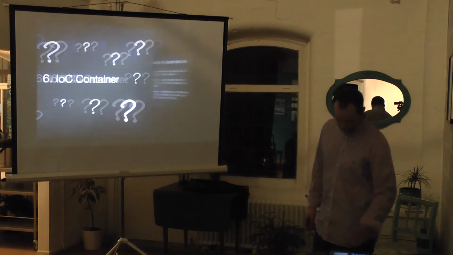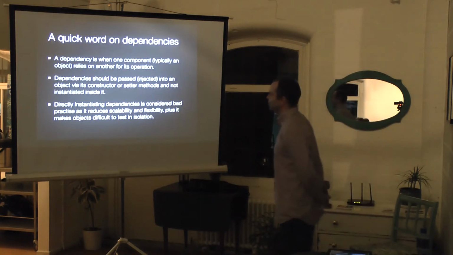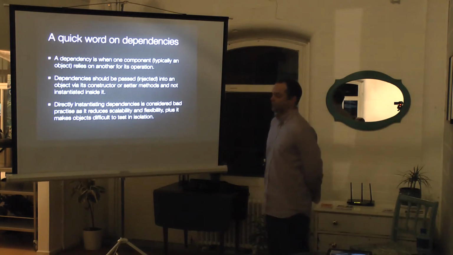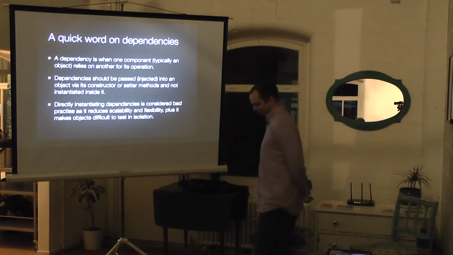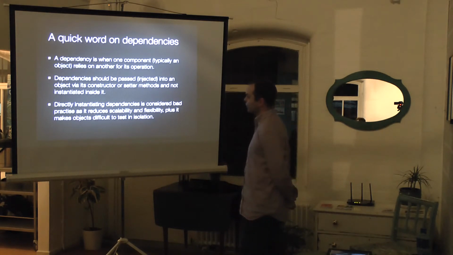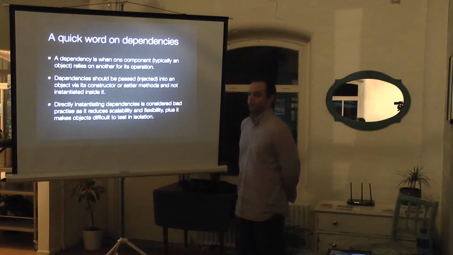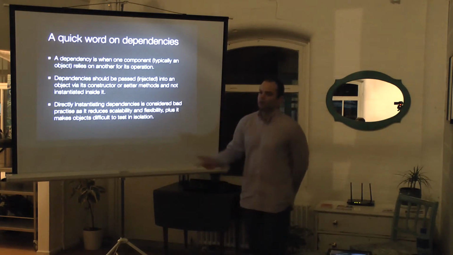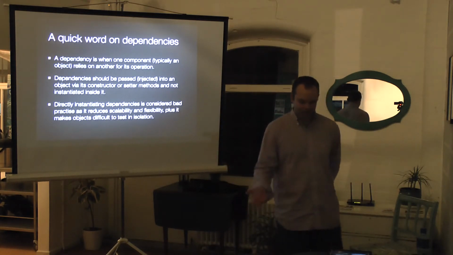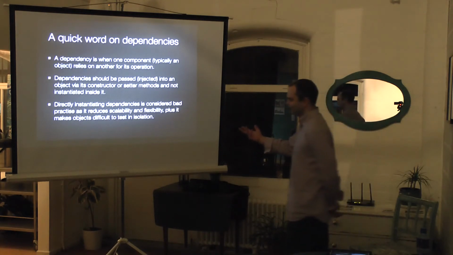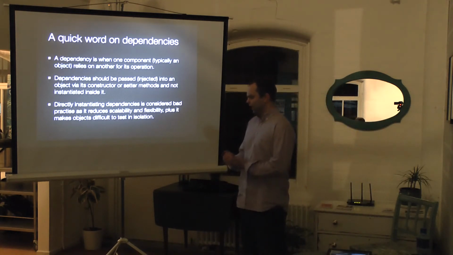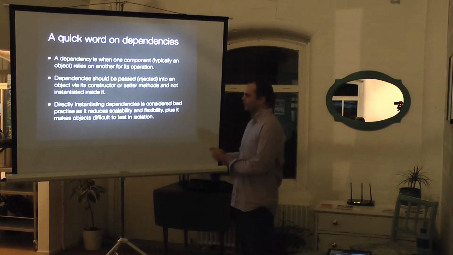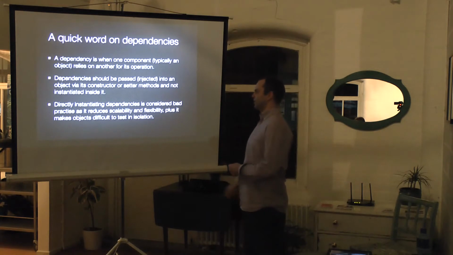Dependency injection, inversion of control. Correct. Quick word on dependencies. A dependency is when one component, typically an object, relies on another for its operation. So if you have, say, a controller class in your application that is sending out an email, and within the index method in your controller you do mail equals new Mail, whatever, you've created a dependency there, right? That news class now depends on your mail class being set up.